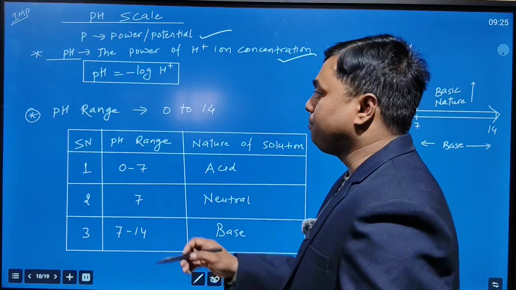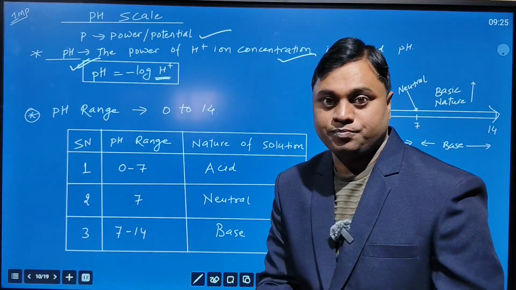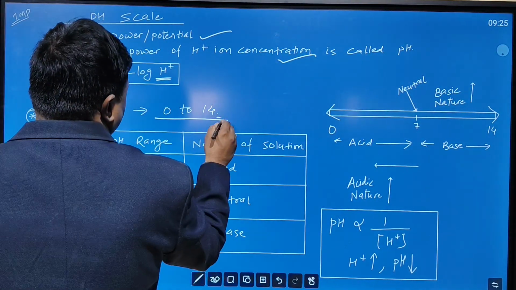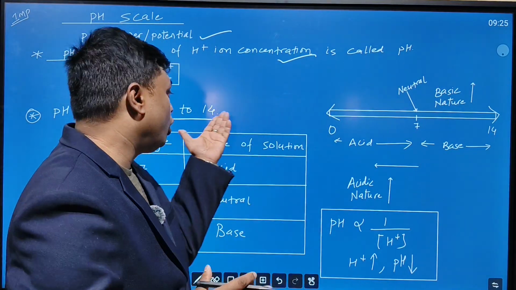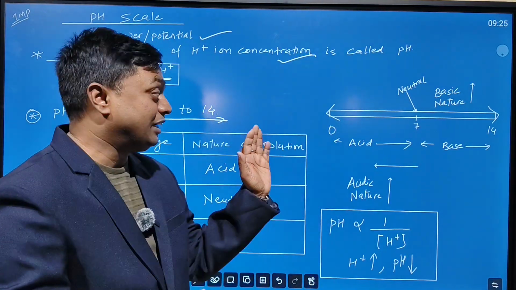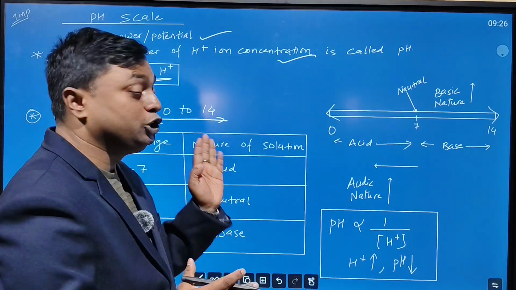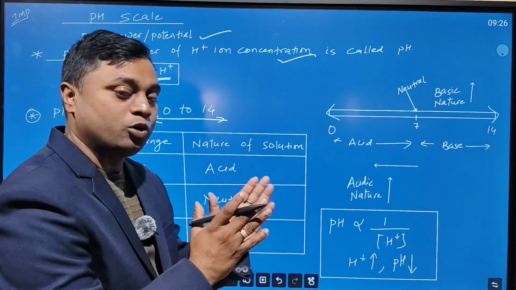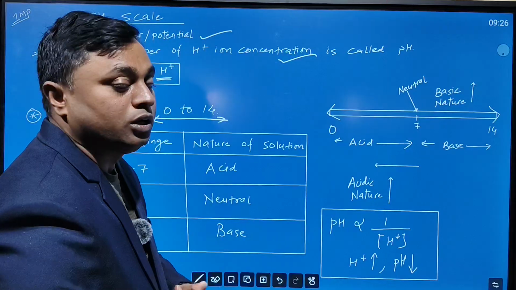The formula is there. pH is equal to what? Negative logarithm of H plus ion concentration. Yes or no? So pH range is 0 to 14. It is at room temperature. It is not always fixed. When the temperature is very high, for example at 90 degrees Celsius, pH range is 0 to 12 only. Yes or no? But in our syllabus, at room temperature the pH value lies between 0 to 14.